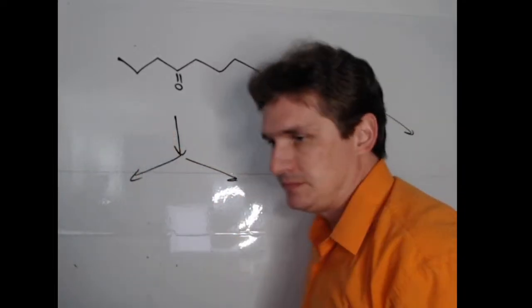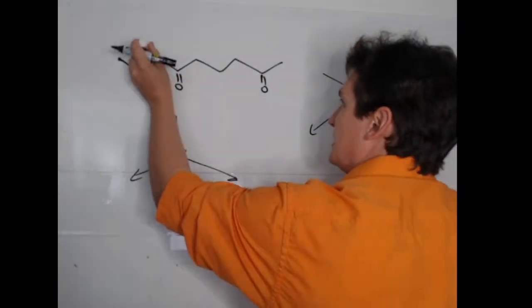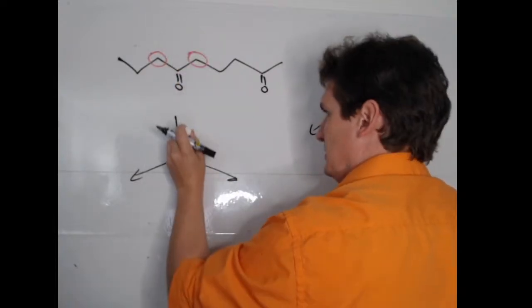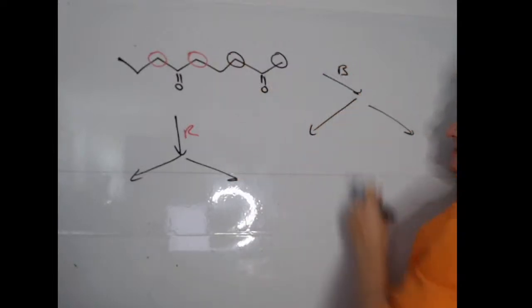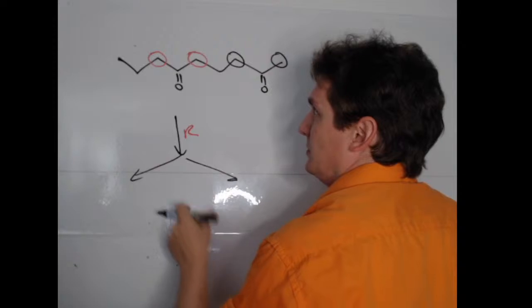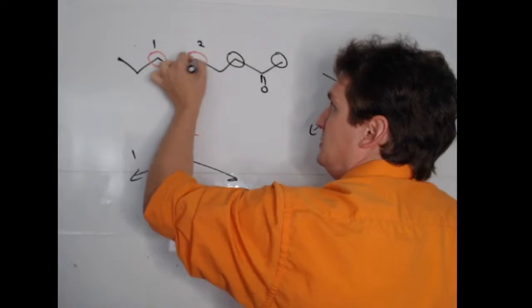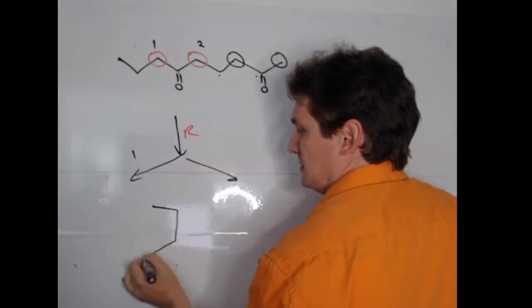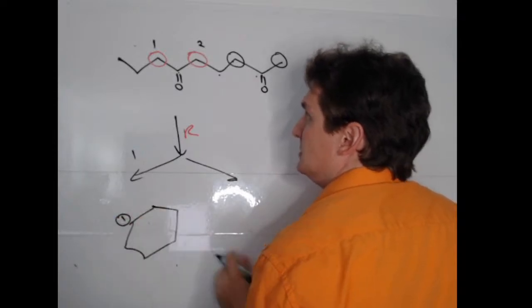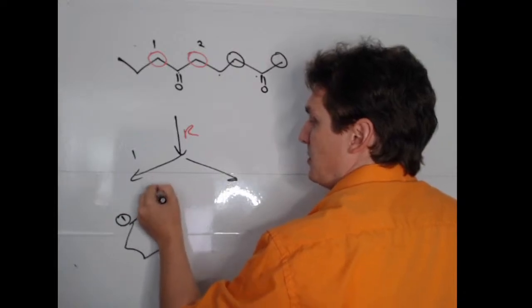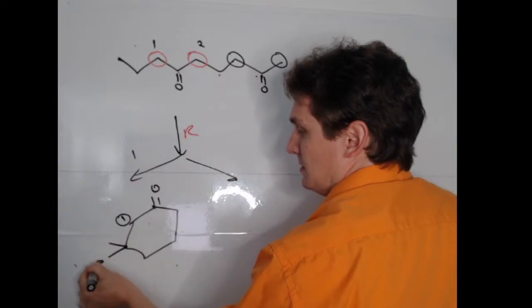In this scenario, we've got these red carbons attacking. And then in this one, we've got black carbons attacking. So we have the option of carbon 1 or carbon 2 being attacked. If 1 does the attacking, we have a 1, 2, 3, 4, 5, 6-membered ring. This will be the first carbon. The ketone's part of the ring, and then we get attack on this ketone, so we get an alcohol.